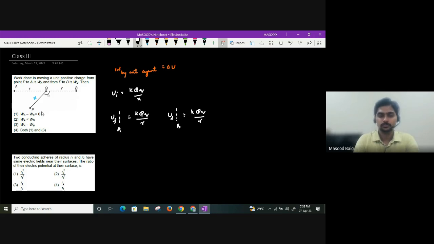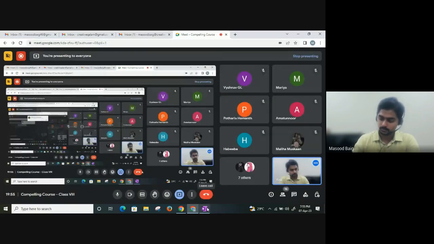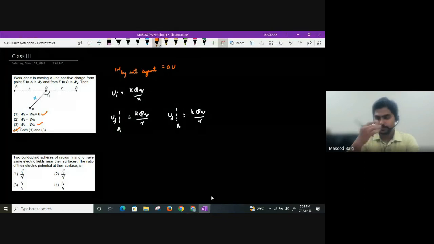Clear, all of you? The work done at A minus work done at B will be equal to 0, you can write. Because work done in moving from P to A minus work done in moving from P to B will be 0. That is correct. And work done at A should be equal to work done at B. So both 1 and 3 will be correct. Clear, all of you? Yes or no, everyone?